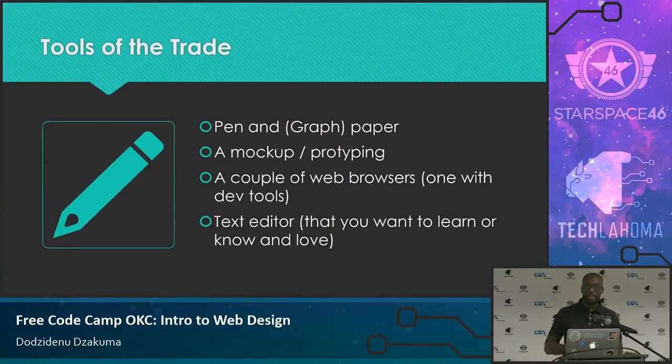We need pen and paper. I recommend graph paper. And you might be wondering, if we're doing digital design, why are we doing everything on paper? Well, the biggest reason we're doing things on paper is because that's the fastest way to get your ideas down. Analog is much faster for so much than digital is.